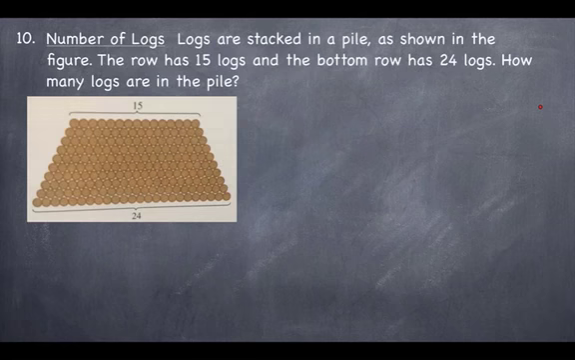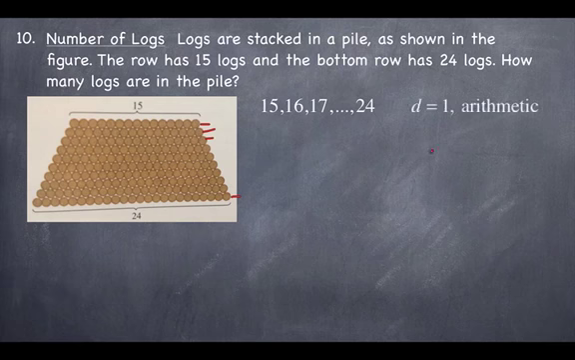This is number 10, the last one, and it reads, talking about number of logs. The problem says logs are stacked in a pile as shown in the figure. The top row has 15 logs, and the bottom row has 24 logs. How many logs are in the pile? So this is what you're going to do. Notice that your first term is 15, the second term is 16. Where am I getting these numbers? From here, 15, 16, 17, all the way to 24.